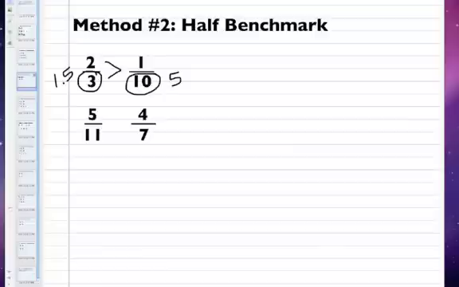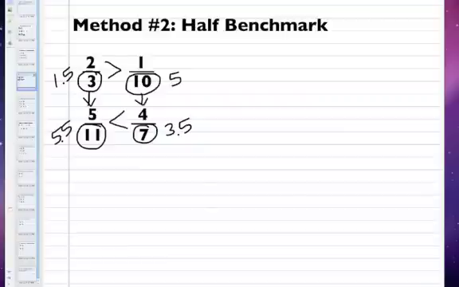greater than 1/10. In this one, 5/11, half of 11 is 5.5, so I'm slightly under a half. And in sevenths, 3.5 would be the half benchmark, and I'm slightly over in that case. So when I compare a fraction that's slightly under to a fraction that's slightly over, the fraction that's slightly over a half will be larger.